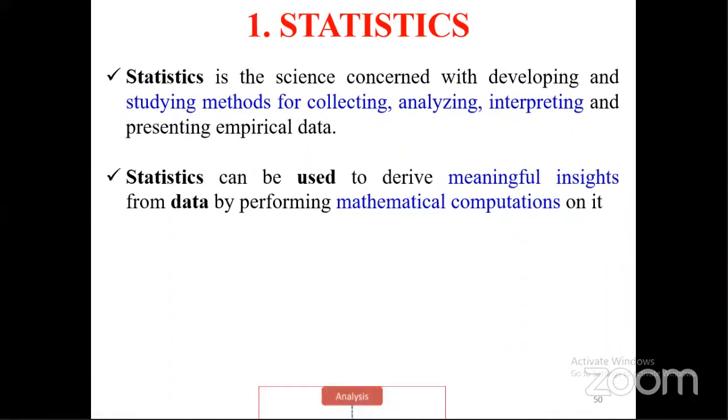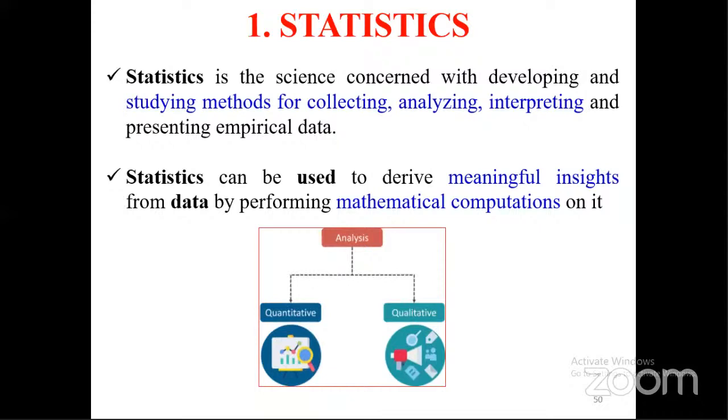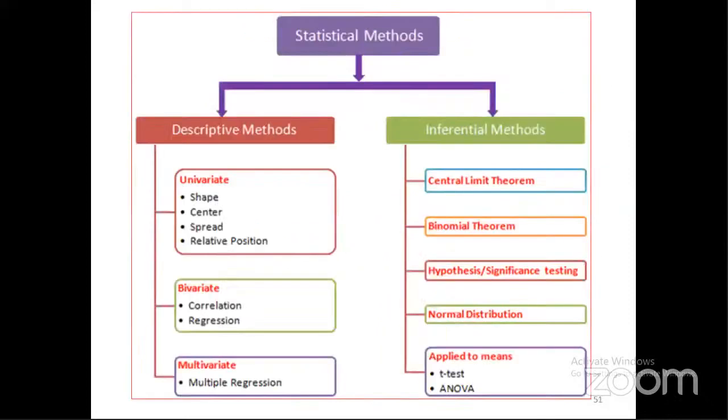So statistics, I think everybody knows. There are two types of statistics we are studying: quantitative statistics and qualitative statistics. Statistics can be used to derive meaningful insights from data by performing mathematical computations on it. Statistical methods are descriptive methods and inferential methods. In descriptive methods, we are using three types: univariate methods, bivariate methods, and multivariate methods.